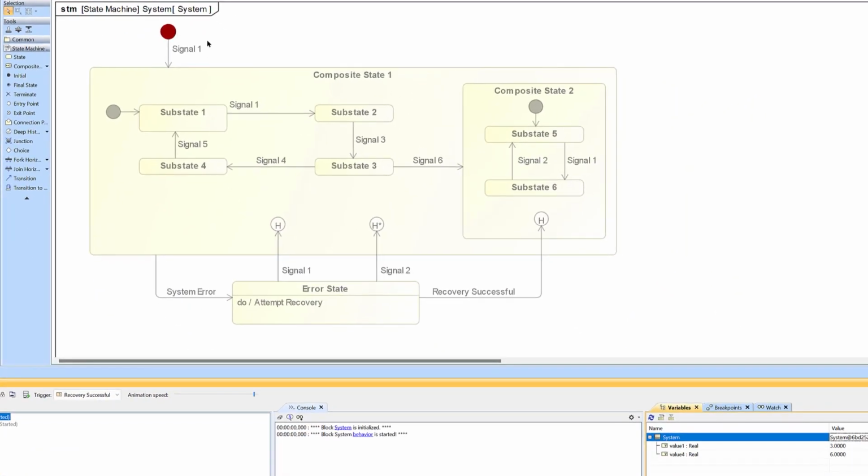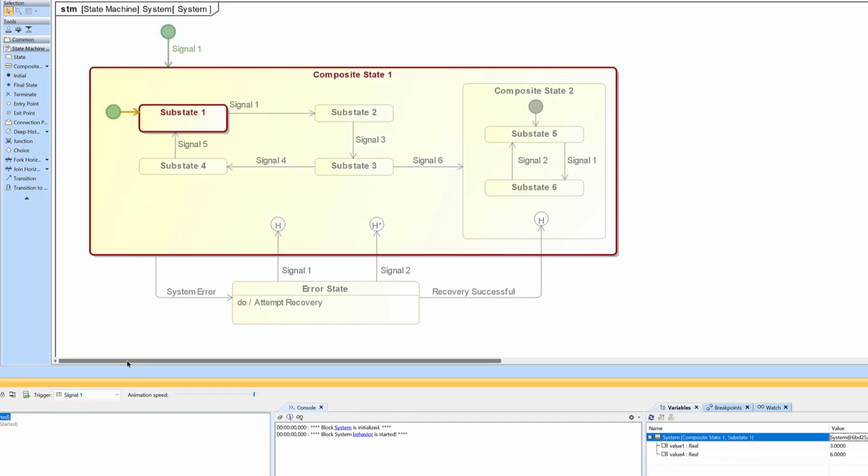So it's in the initial pseudo state now, but what we can do is send that signal 1, and then we'll send the signal 1 again. And this is interesting because this is really what differentiates state machine behavior from other behaviors, such as activity behavior. One thing to keep in mind is that state machines should be used for behavior where you have determined that your system responds differently to the same event depending on what state it is in.